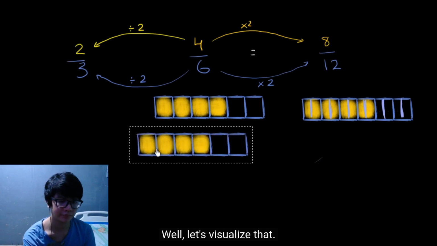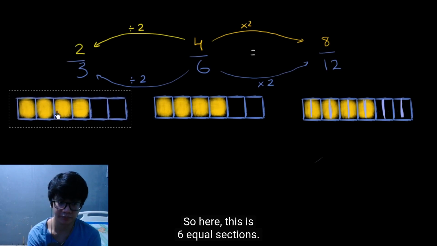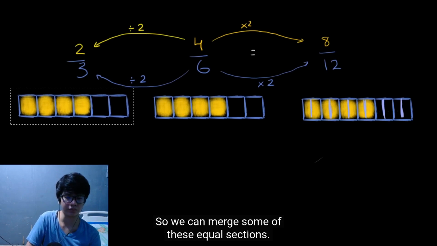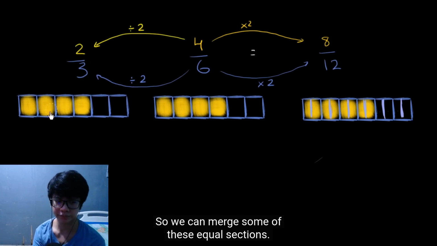Well, let's visualize that. So here, this is 6 equal sections, but now we're going to have only 3 equal sections. So we can merge some of these equal sections.